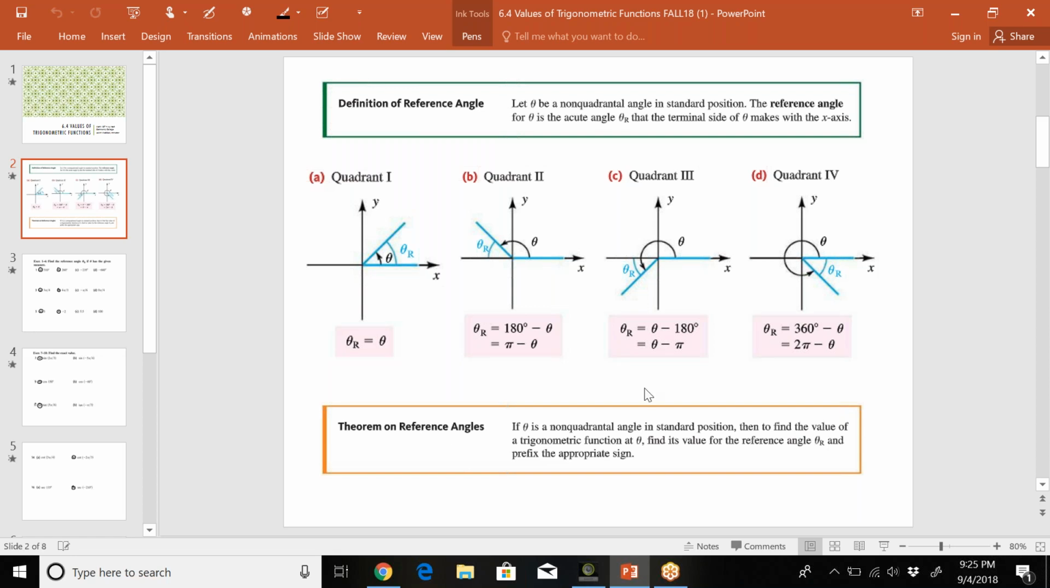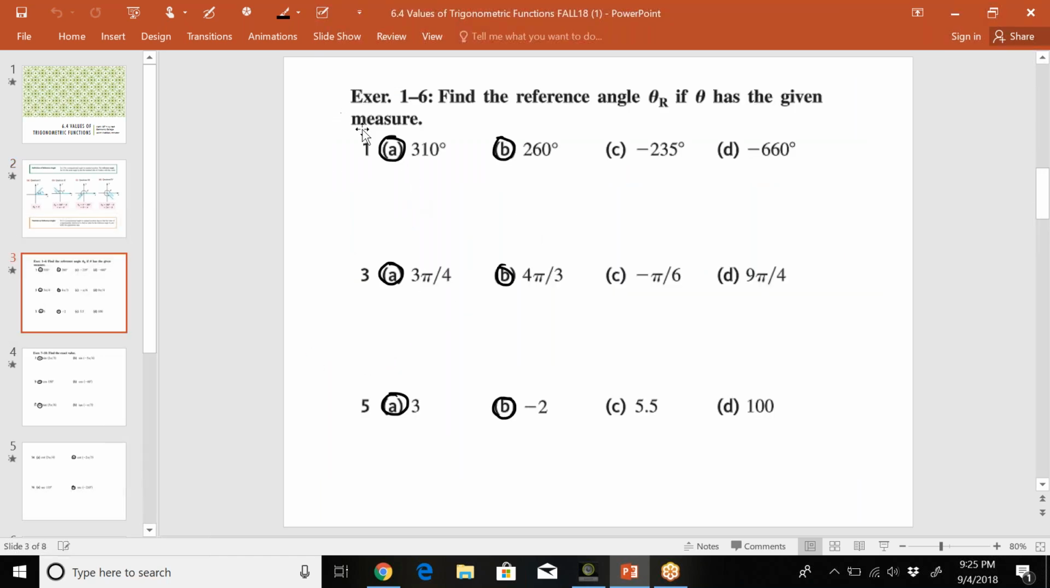So there's a theorem on reference angles that says if theta is a non-quadrantal angle in standard position, then to find the value of the trig function at theta, find its value for the reference angle, theta sub r, and prefix the appropriate sign. So in other words, if you know what this reference angle is, you can pretty much reference everything back to quad 1 and just remember "all science teachers are crazy" to help you figure out the signs of all the trig values. So we're going to look at these first ones.